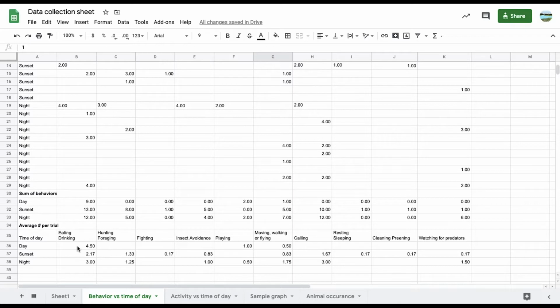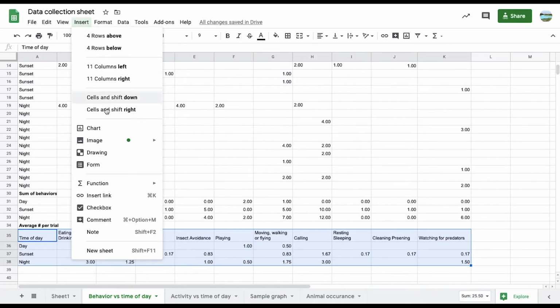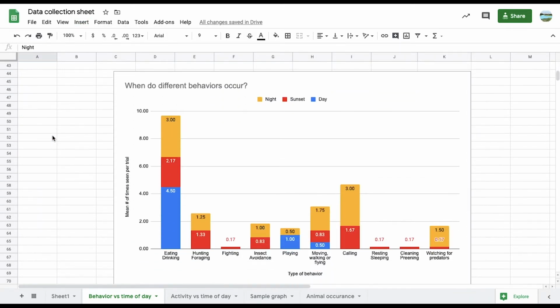In order to make a graph out of this, in Google Sheets, I can just select all of these cells here and go to the Insert Chart function. I did that below here and made this graph. It's pretty easy to see that the most common behavior I saw was eating and drinking, and I saw it the most during the day. However, there are a few other things that I saw more frequently at night and during the sunset. So the types of animal behaviors they do can change depending on the time of day.